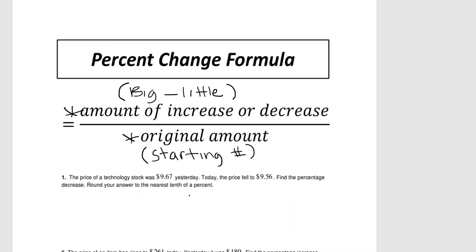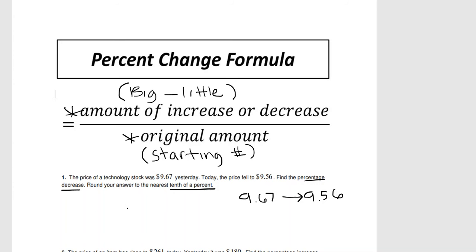So problem number 1, this is exactly like a problem that you will see in your ALEKS assignment. The price of a technology stock was $9.67 yesterday. Today the price fell to $9.56. Find the percentage of decrease. Round your answer to the nearest tenth of a percent. Okay. So, yesterday the price was $9.67, and yesterday is before today, and today the price is $9.56. So you can see that there was a decrease in the price.